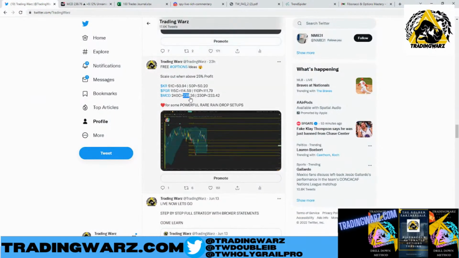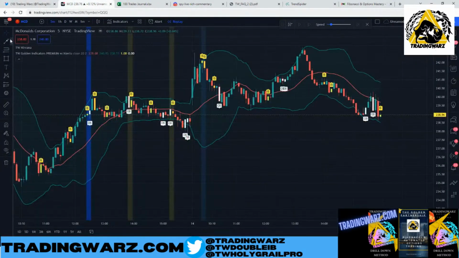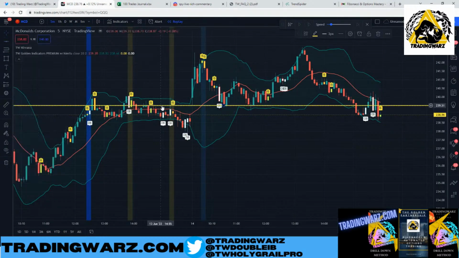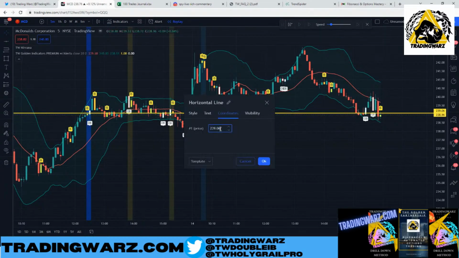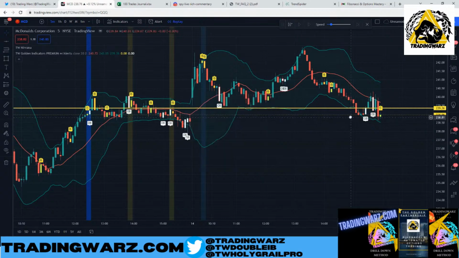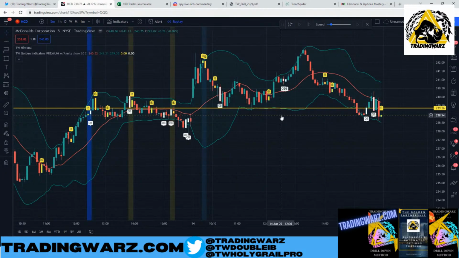So the McDonald's level was 239.36. So I'll draw that. 239. Let me just do it here. Beautiful, guys. So this is what we call a retest trade. So we open above our trigger, our yellow line. We open above, we push up, we come back down, we fill it, and then we pop. That's the most profitable trade you're going to get.